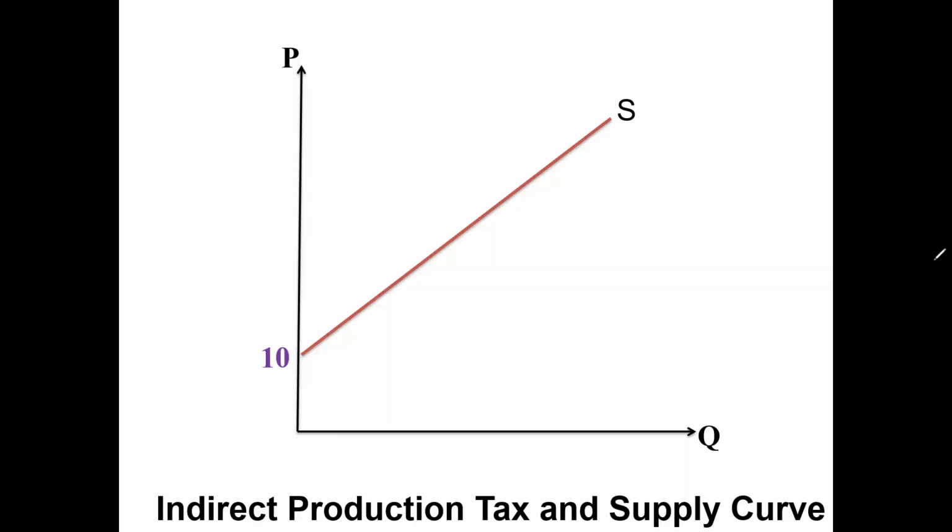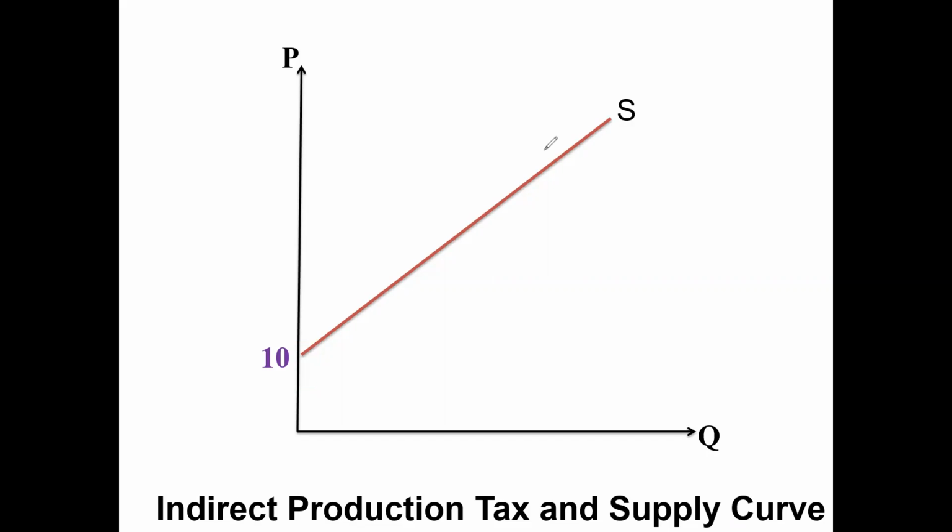Yes. That means the seller needs at least 10 rupees to supply this product. If the price is less than 10, the seller doesn't supply this product. Right? The seller needs at least 10 rupees to supply this product. That's why I call it the minimum supply price, the minimum price the seller wants. So it is decided by the cost of production.